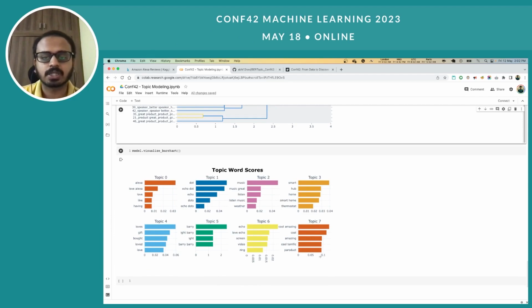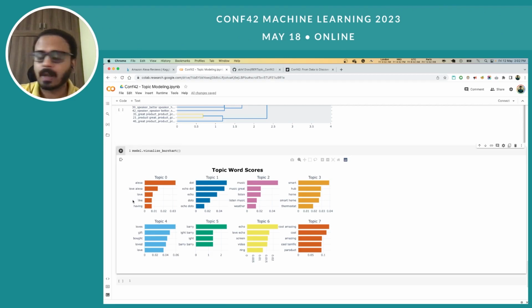So moving ahead, we have this final visualization of the topic word scores, where we display the most frequently occurring topics, and within those topics, the different keywords and the frequency of their occurrence. Here you can see Alexa, without doubt, is the most popular topic. One interesting thing that comes out of this is the gift topic, topic 4, which talks about love, gift, and bought, which says that this product has been purchased as a gift by customers for their friends and family, and that is also captured in topic number 4.